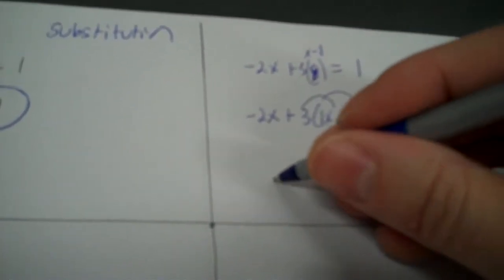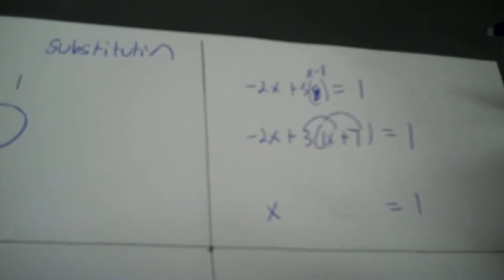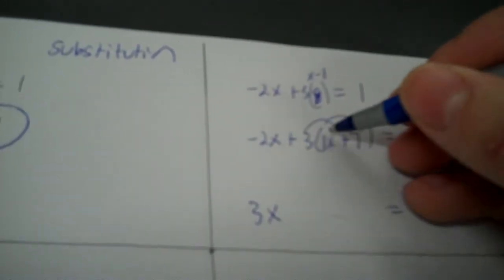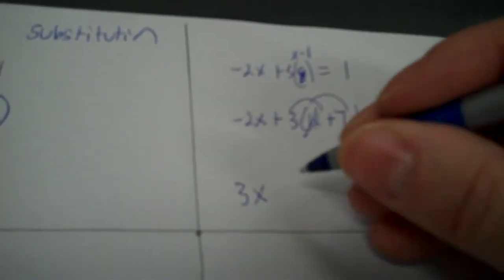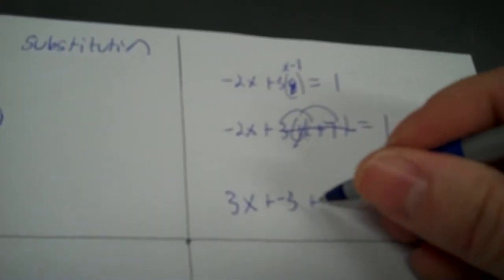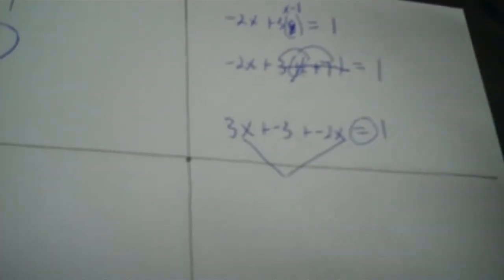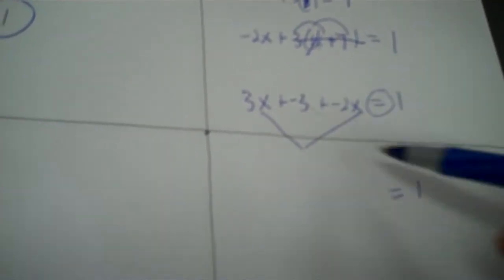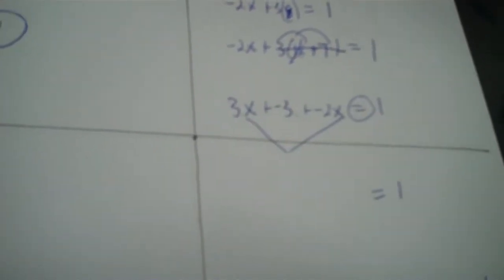So I got x first. 3 times 1 is 3. 3 times negative 1 is negative 3. Don't forget you have to add the negative 2x. Now you add your x's. 3 plus negative 2 is 1. And then we still have our plus negative 3. You got to remember that you still have a plus negative 3 there.